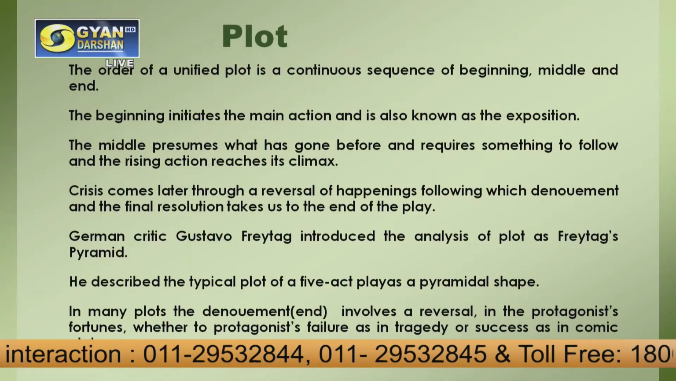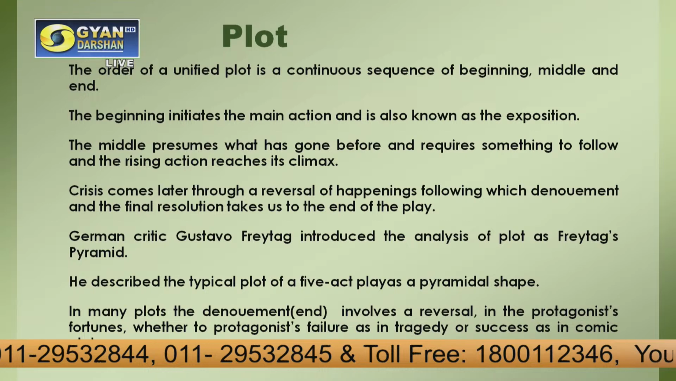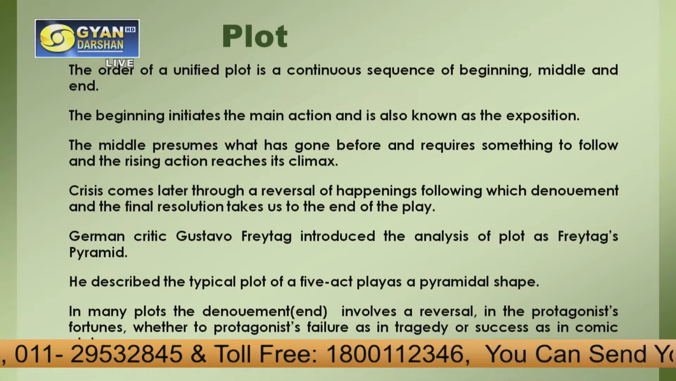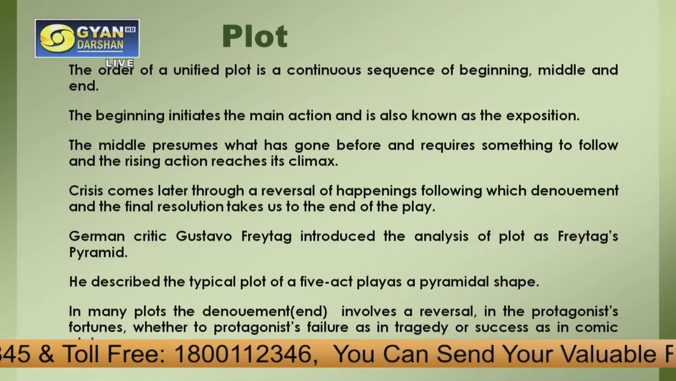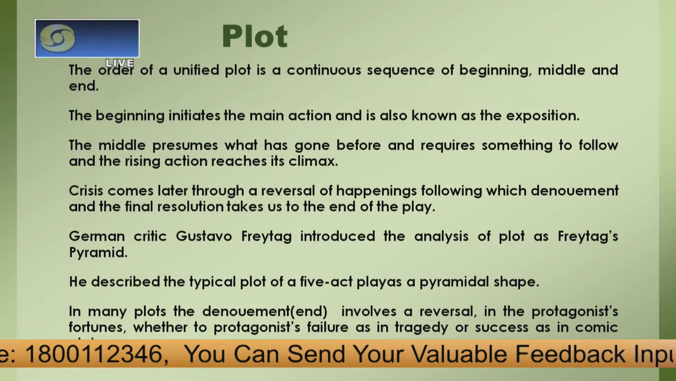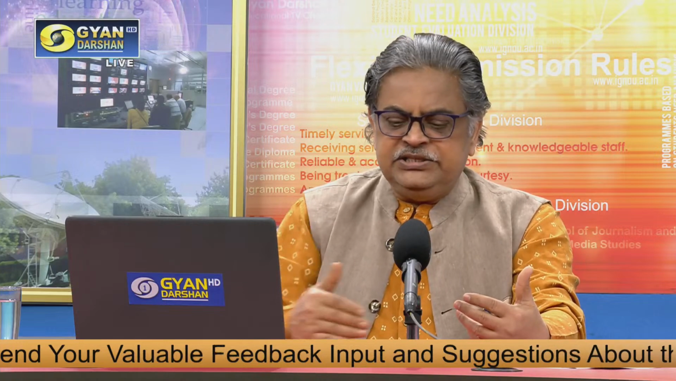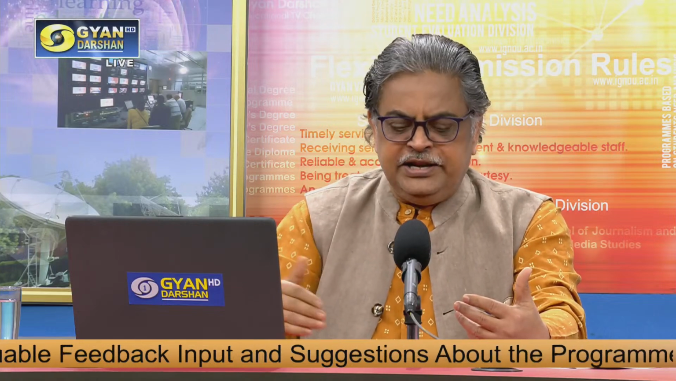So now, some more points on the plot. In order to have a unified plot, there is a continuous sequence of beginning, middle and end. This is the most important structure when we are talking about a play or a plot. A plot should have a starting point, a middle point and an end point. These three entities are to be there in any plot.